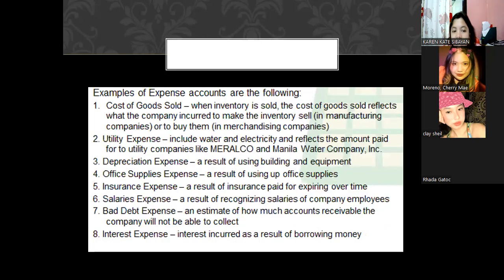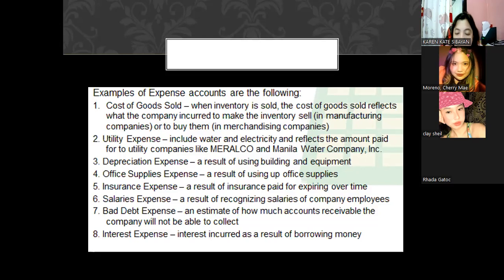So how about expenses? Ano-ano yung mga accounting title under expenses, which is one of the 5 major accounts. These are the cost of goods sold. Usually ginagamit itong cost of goods sold kapag ang nature of business mo is manufacturing or merchandising. When inventory is sold, the cost of goods sold reflects what the company incurred to make the inventory to sell in manufacturing companies or to buy them in merchandising companies.